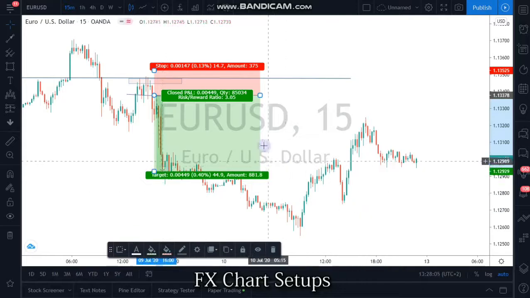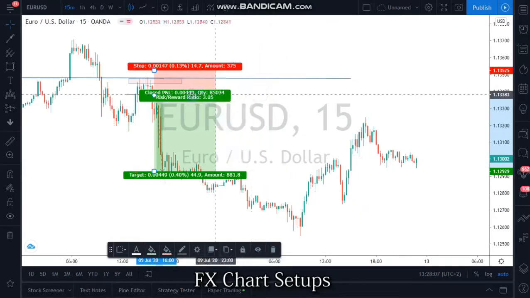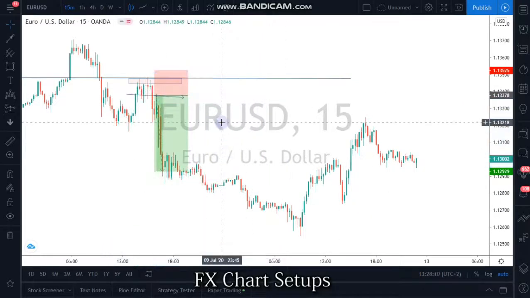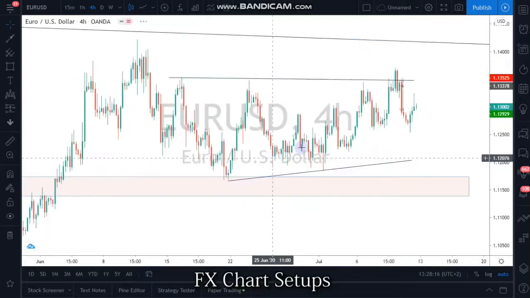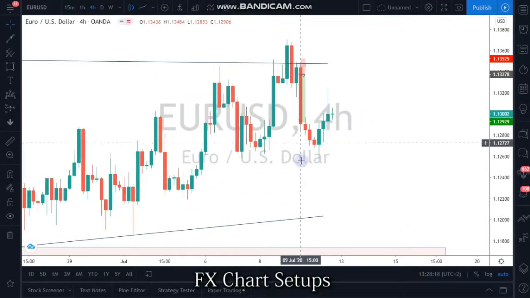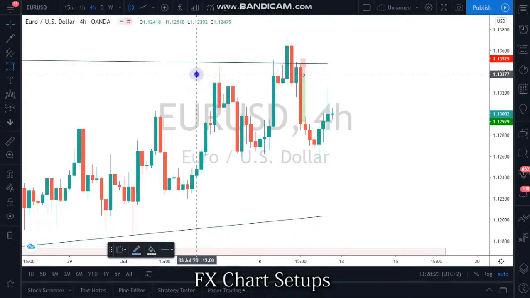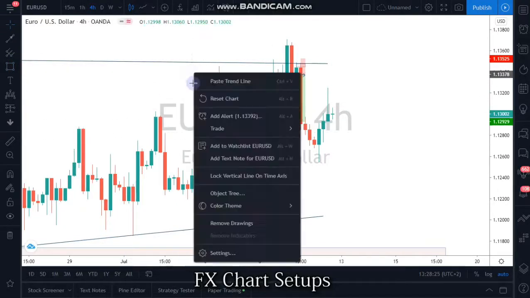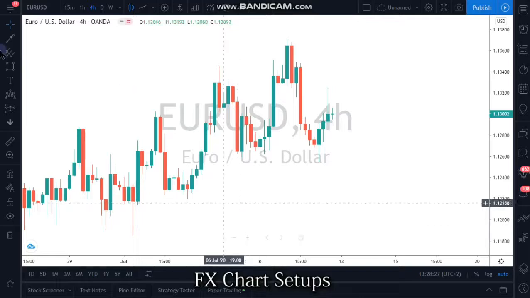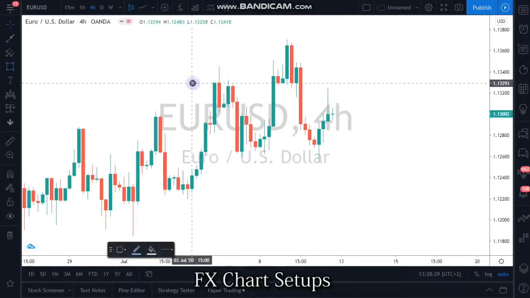Where is that? 3.0. There we go. And yeah, this was the trade that we capitalized on last week from this head and shoulders pattern. But anyway, let's not go too far. Let's go back onto our H4 chart. So the next move that we're looking at is this potential head and shoulders. Let me just remove all of these drawings here.